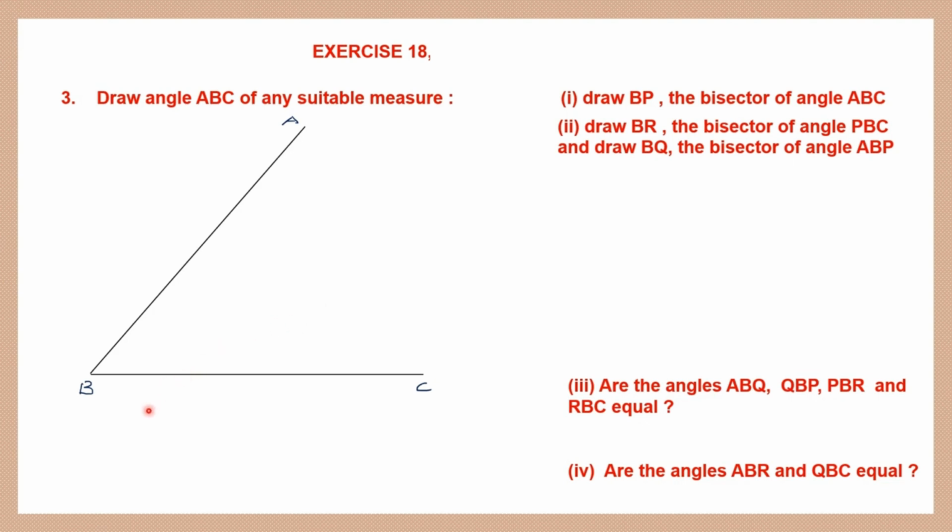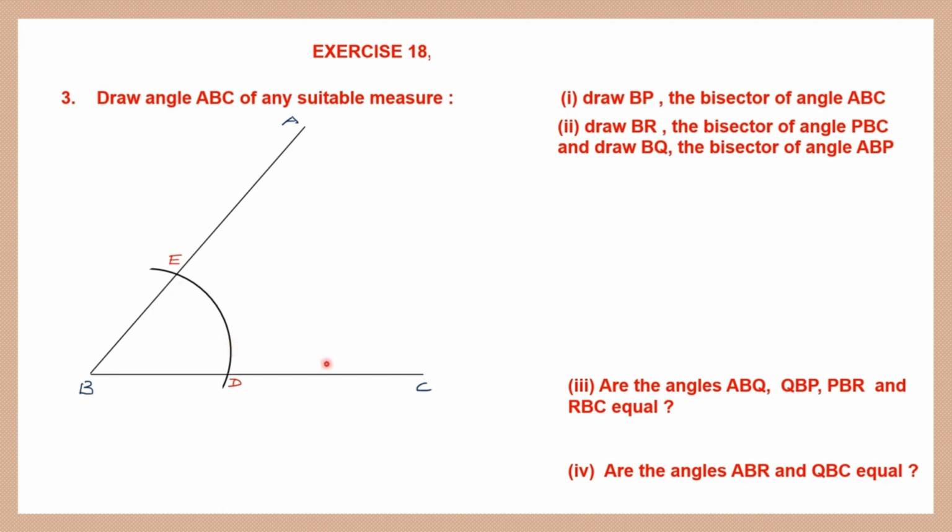So for that, what we're going to do is take our compass, place the needle of the compass at the vertex of this angle, that is at point B, and draw an arc. So we have an arc here and the arc is cutting the arms of angle ABC at 2 points. Let's name the point of intersection here as D and the point of intersection here as E. So this is the first step.